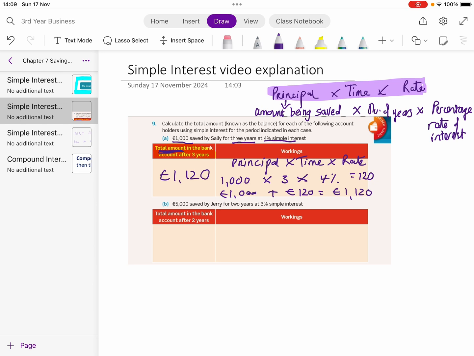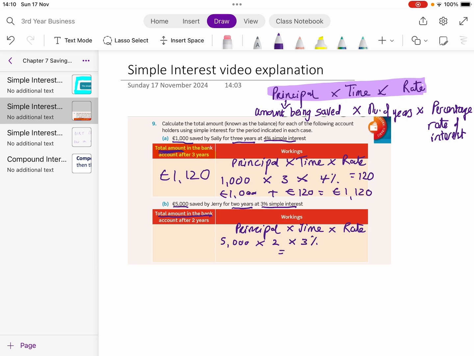Very straightforward. So I'm going to do one more. I would always write in the formula, girls, because just in case something goes wrong at some point, you can come back to the formula to get your marks. So principal by time by rate. Jerry had saved €5,000 for 2 years at 3% simple interest. And again, they're looking for the total amount in the bank. So my €5,000 multiplied by my 2 years multiplied by my 3%.